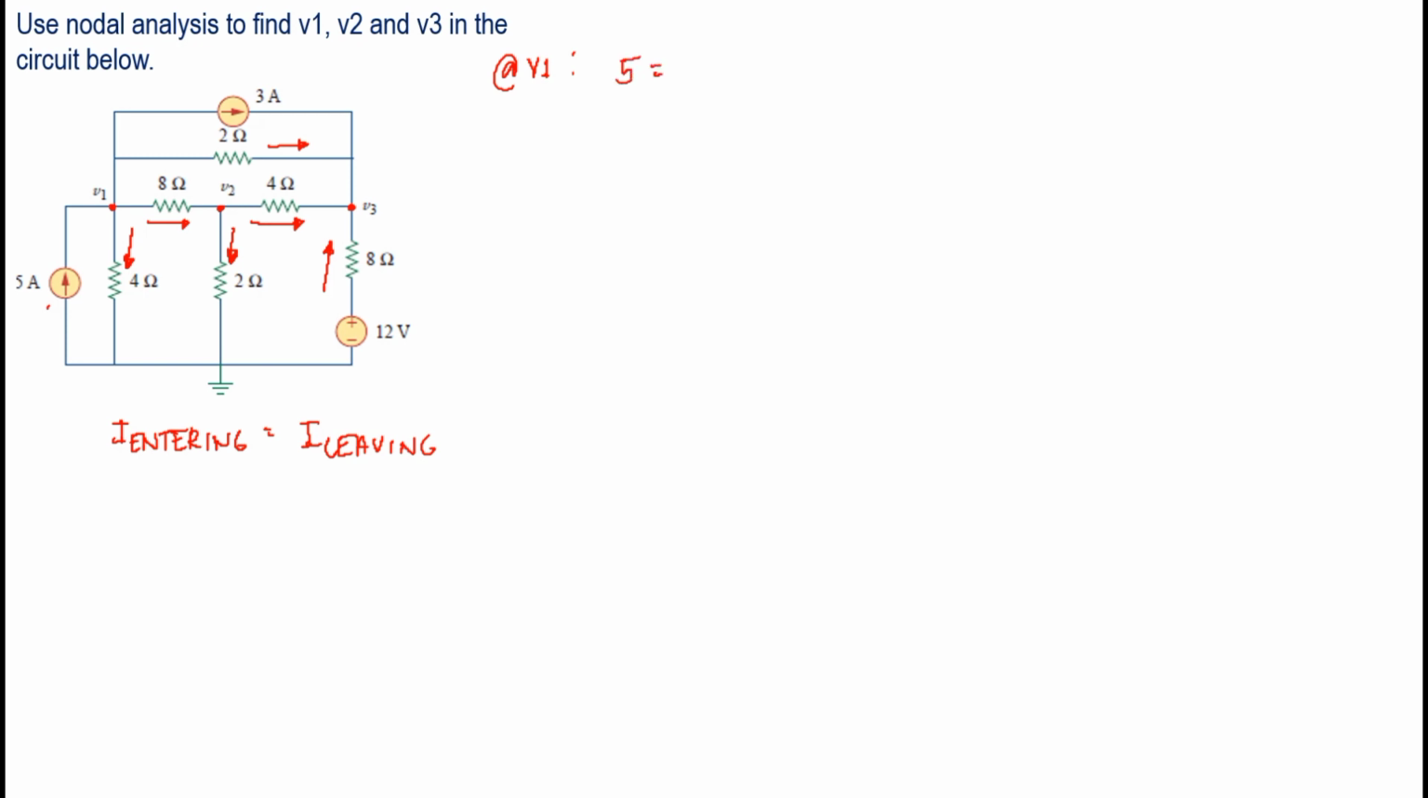So we have V1 over 4, plus V1 minus V2 over 8, plus V1 minus V3 over 2, because this is the same node. And plus 3.